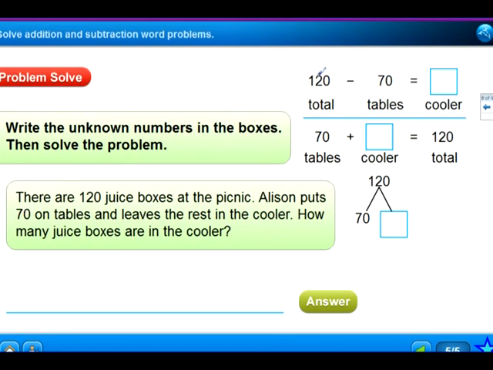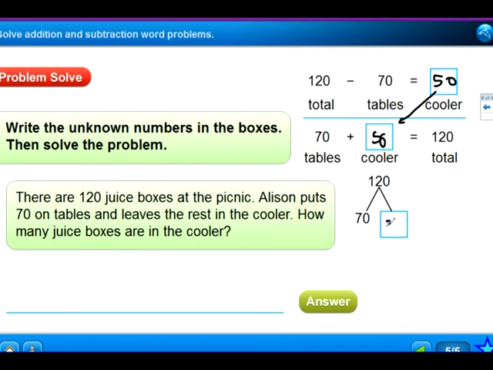We take 120 minus 70. 0 minus 0 is 0. 12 minus 7 is 5. So we have 50 in the cooler. So 70 plus some number equals 120. And we're going to just add that over here. 50. Use the math mountain.